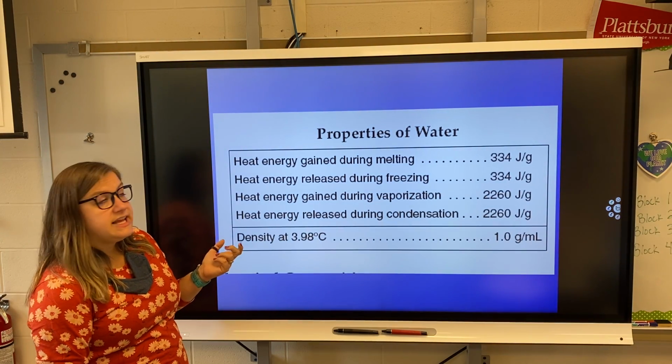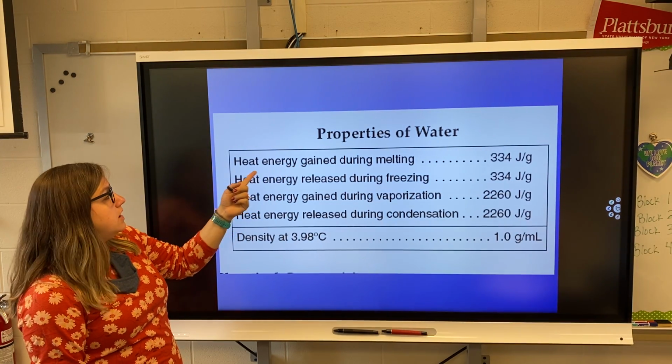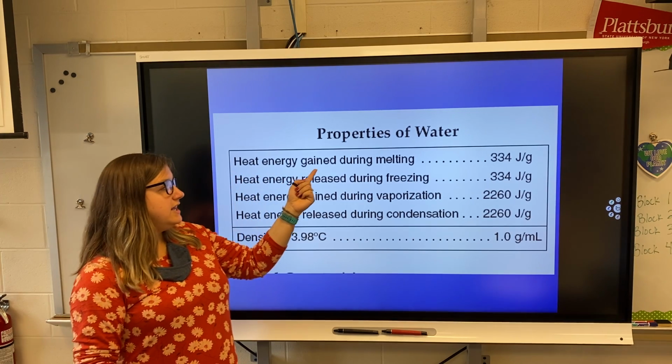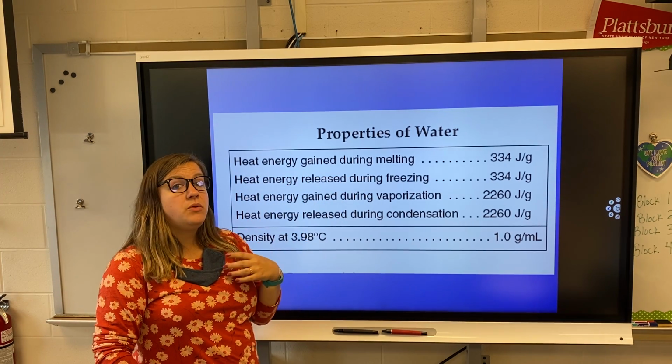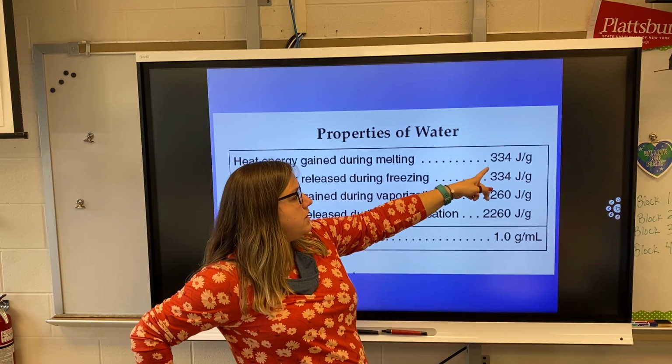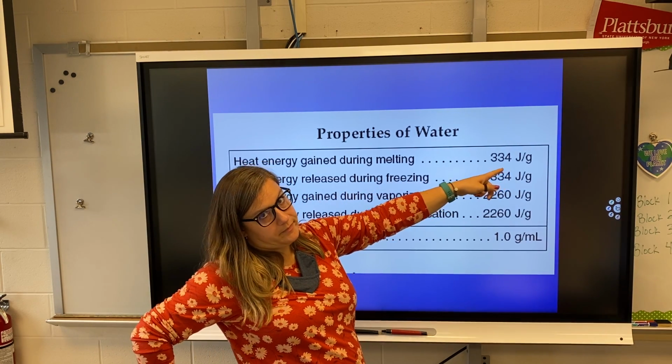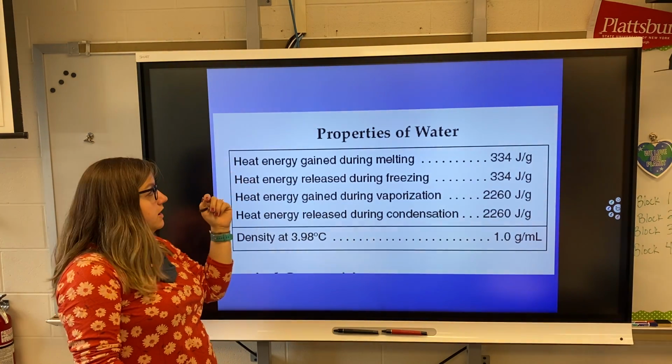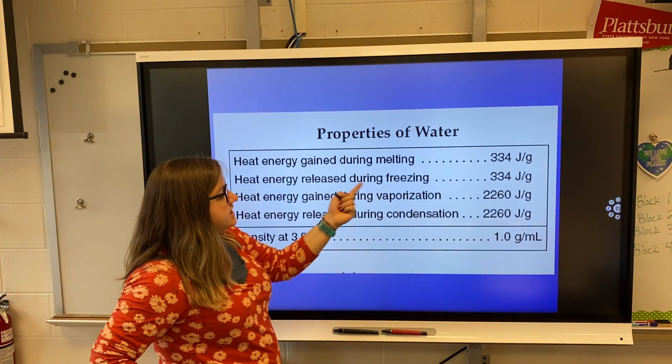So latent heat is potential energy stored during a phase change. And you can see the latent heat from the properties of water. So there's heat energy gained during melting. When ice melts, it's actually gaining 334 joules per gram. And this is energy. Now there's heat energy released during freezing.